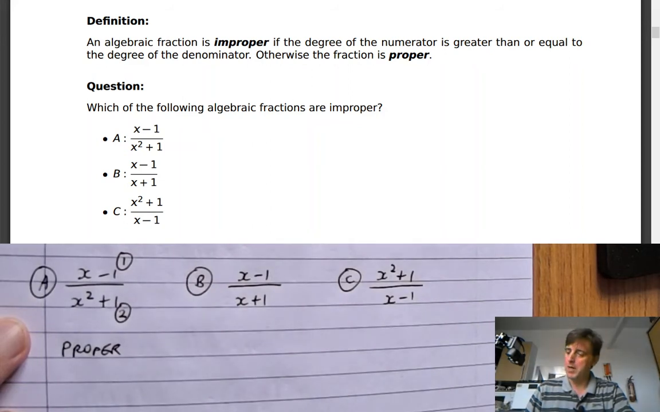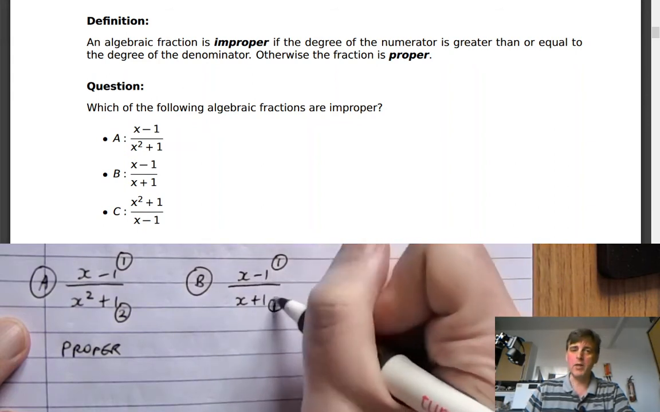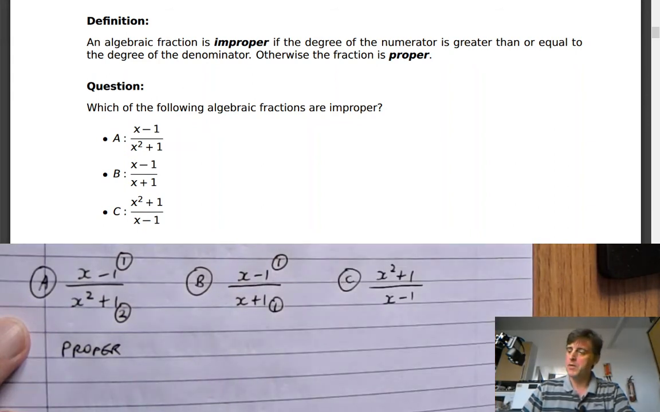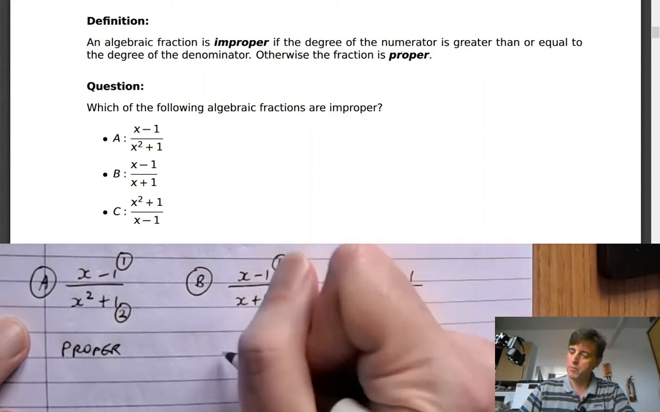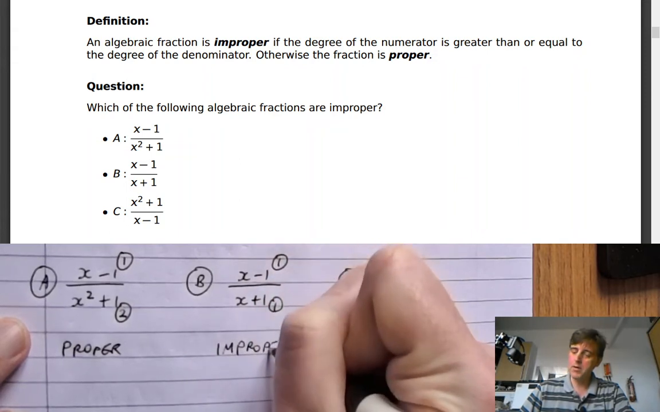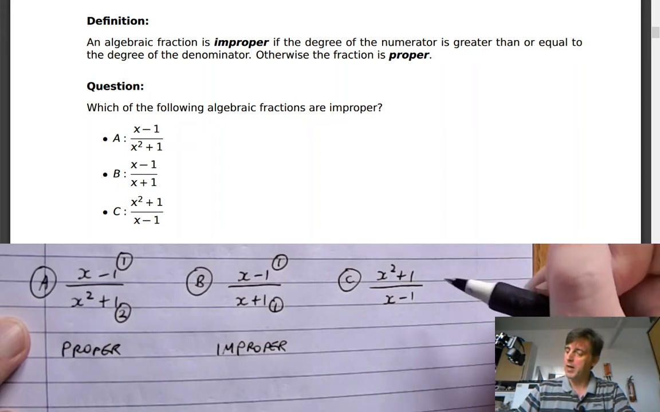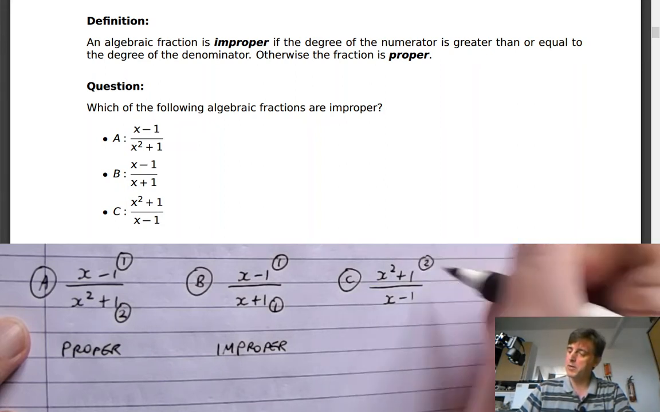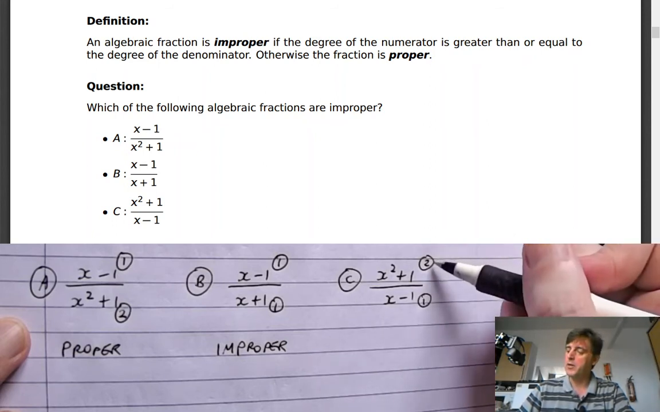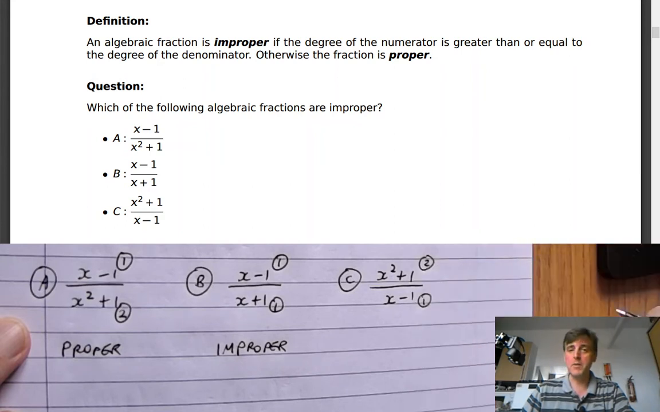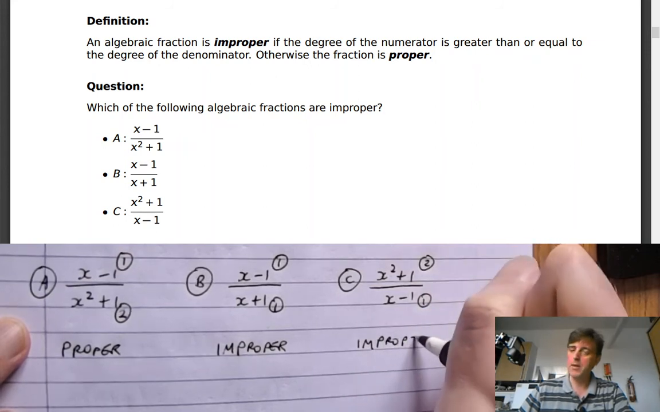Okay, right. What about B? Well, both of the numerator and the denominator are degree 1. So according to the definition, because the degree of the numerator is equal to the degree of the denominator, that's called an improper algebraic fraction. So that's an improper one. And then in fraction C over here, we've got a degree 2 polynomial in the numerator and a degree 1 polynomial in the denominator. Because the degree of the numerator is greater than or equal to the degree of the denominator, this time it's actually greater than, that's also an improper algebraic fraction.